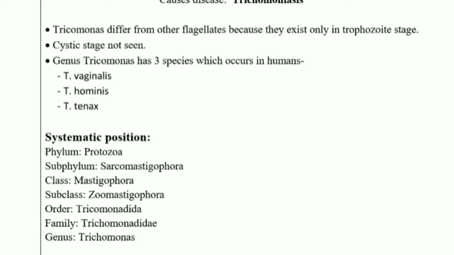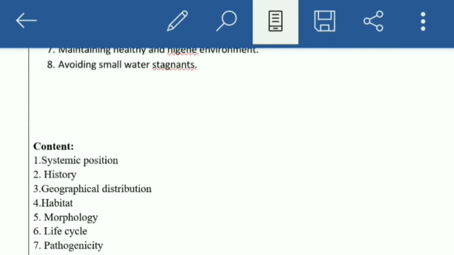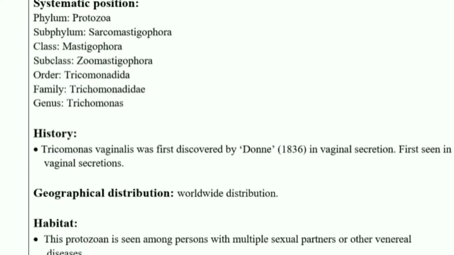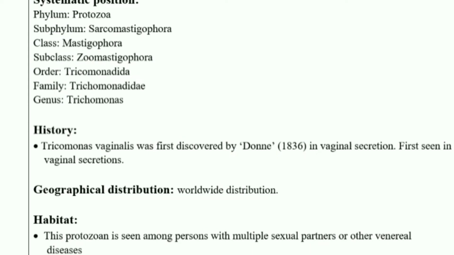Coming to the genus, Trichomonas has three species which occur in humans. The first one is T. vaginalis, the second one is T. hominis, and the third one is T. tenax. Now we will move on to the second one, that is systematic position. The systematic position is as follows. It comes under the phylum Protozoa, subphylum Sarcomastigophora, class Mastigophora, subclass Zoomastigophora, order Trichomonadida, family Trichomonadidae, and genus Trichomonas.